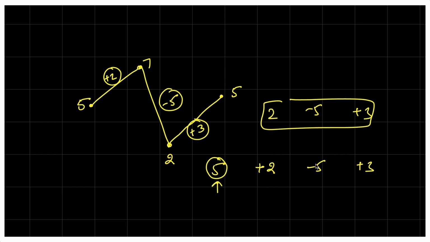Then you added minus 5, so the sum actually became, let's say, 2, right? And then you once again added 3, and finally your sum is once again 5. That means the sum of all these values is 0, right? So this is something that we need to really look for in this particular example. That means we will try to use the prefix sum technique over here, right?